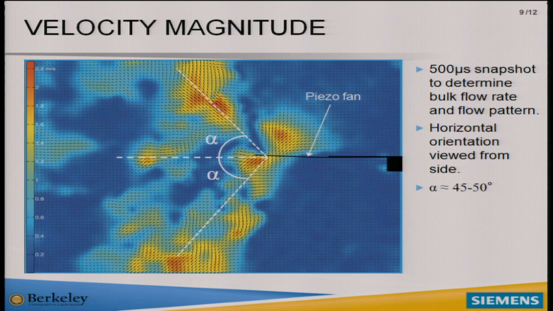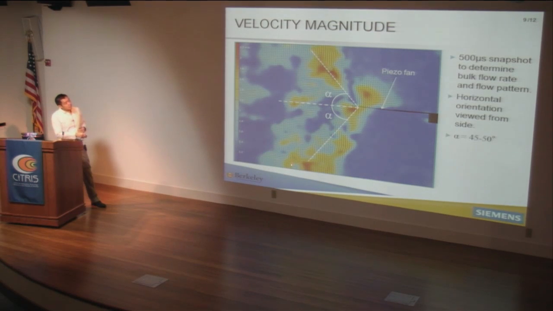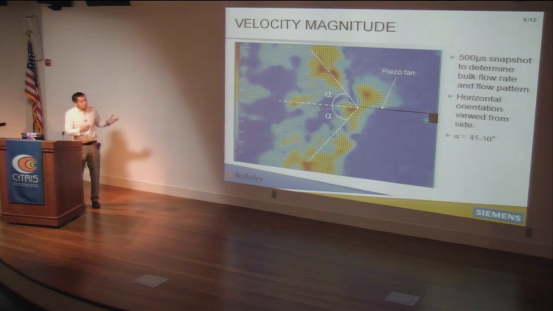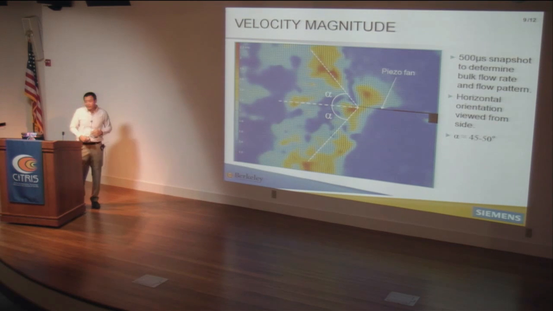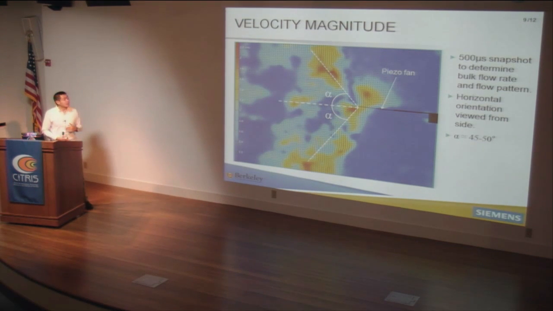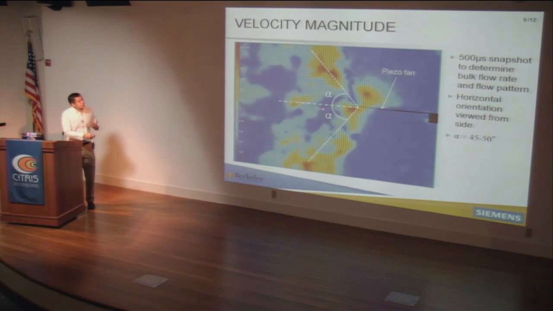What we're seeing from a lot of these images is that there's a V that comes off the fan as it spits off these little vortices. This angle varies from around 45 to 50 degrees relative to the center line. And this makes sense.